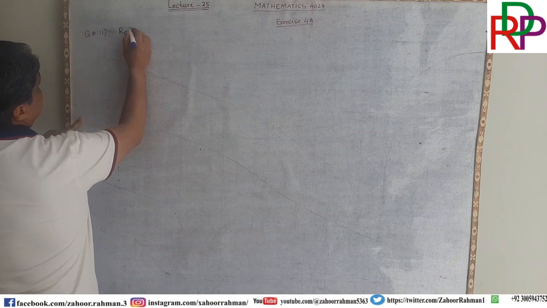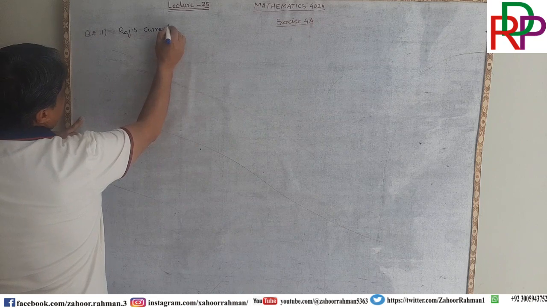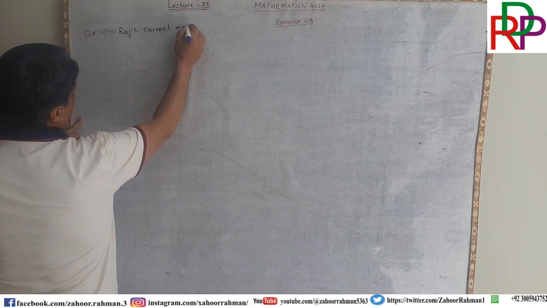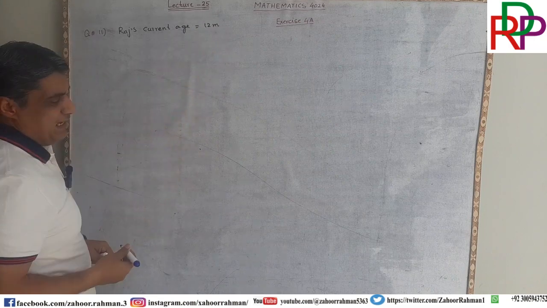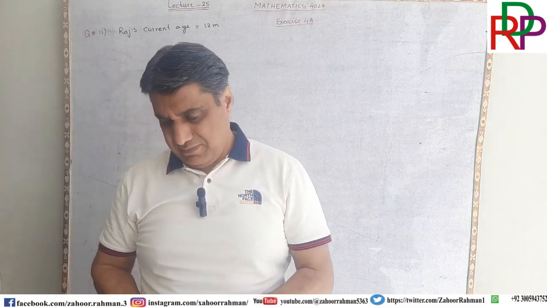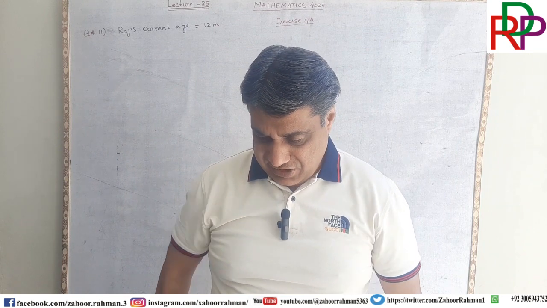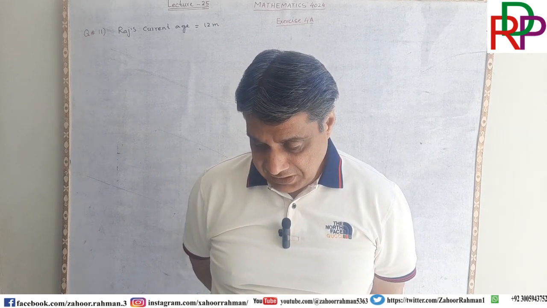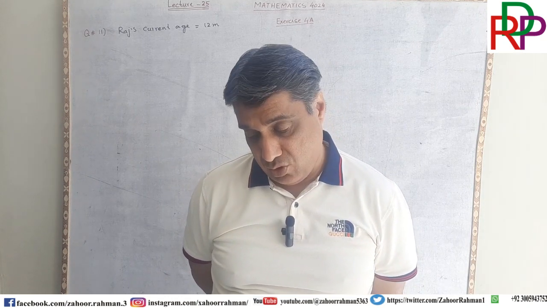Raj's current age is equal to 12m. This is a variable. M means nothing, not months, not years. It is just a variable. His son was born when he was 9m years old.